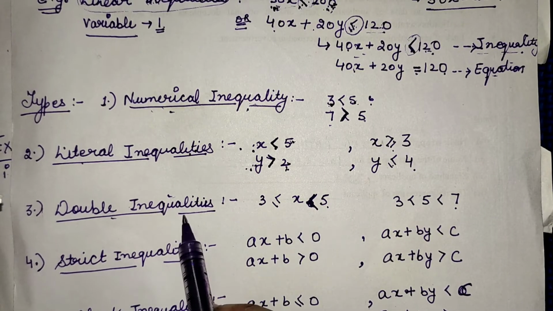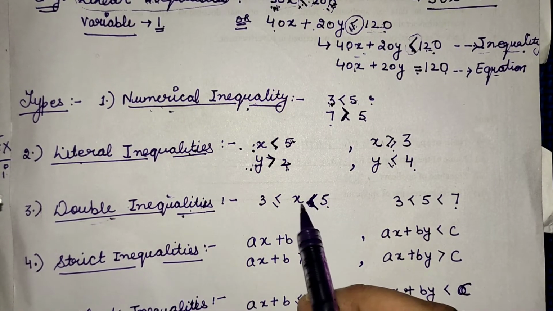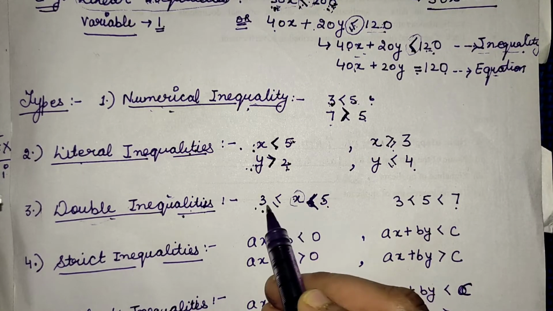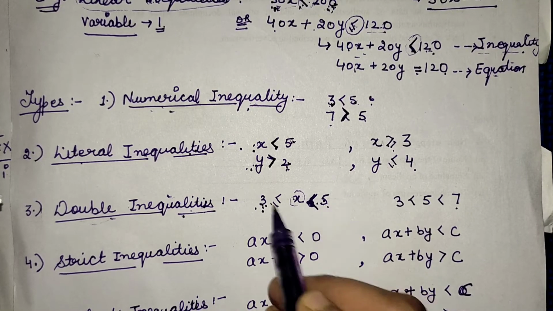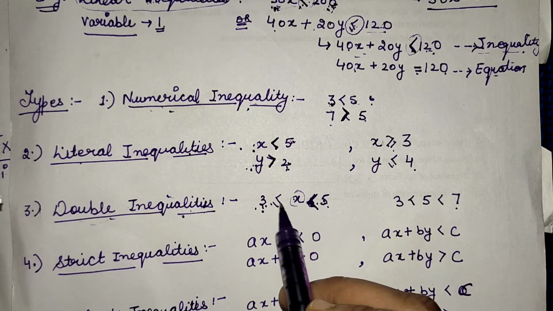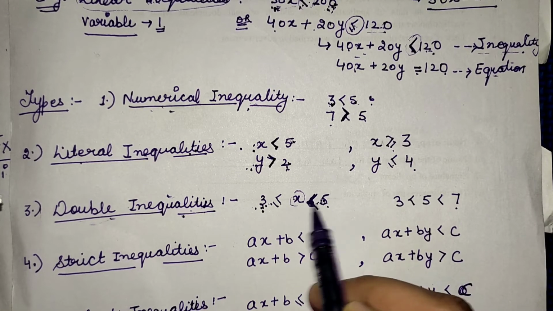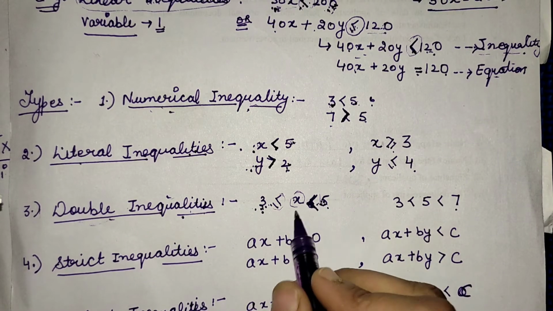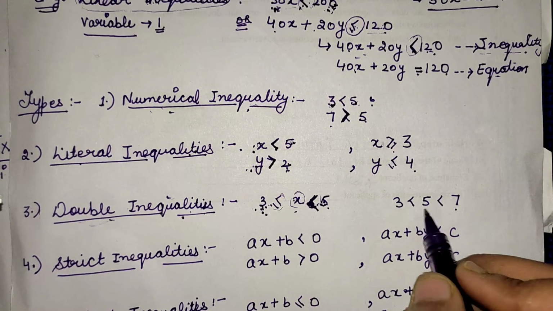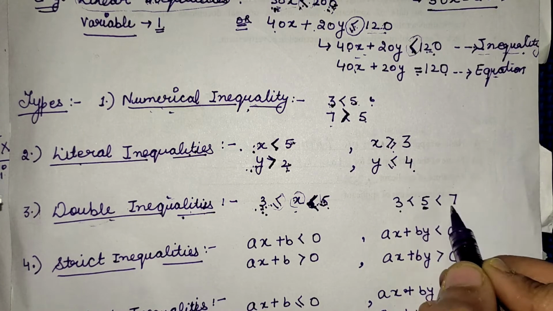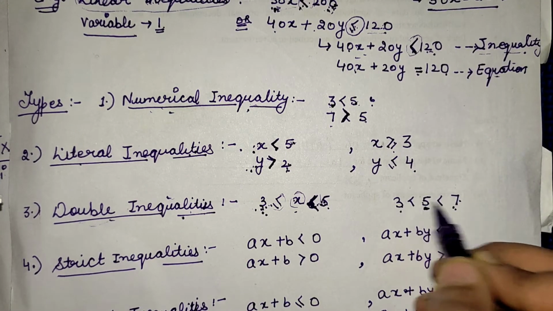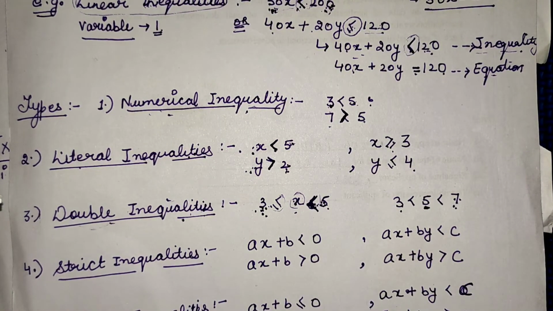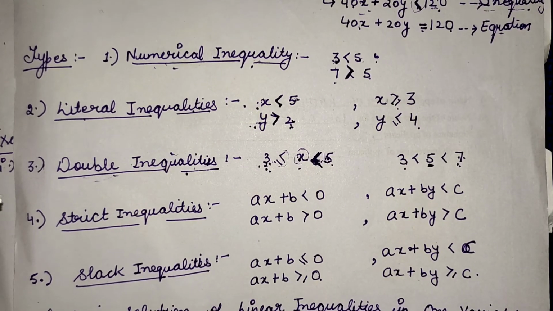Next are double inequalities. Double inequality means now both the left hand side and right hand side of the variable will have a symbol of inequality. Two times the inequality symbol is used, so that's why it is called double inequalities. Both the left hand side and right hand side of the variable will be unequal. So this is my double numerical inequality because all the terms are numerical, and this is my double literal inequality.